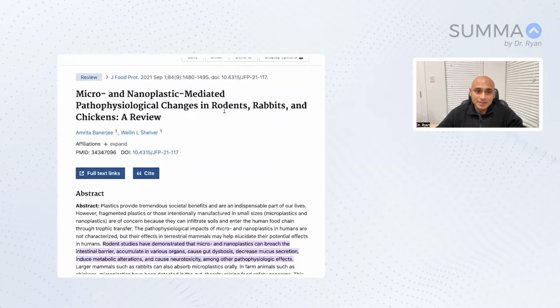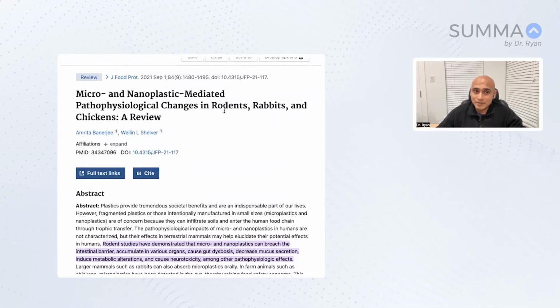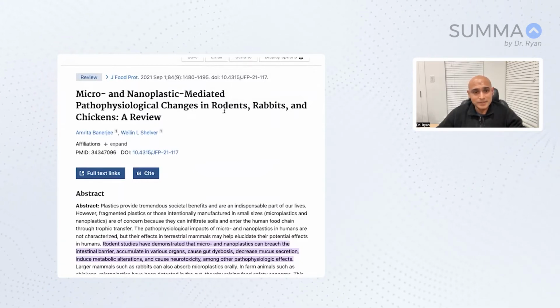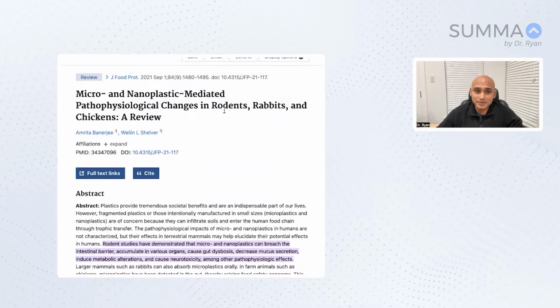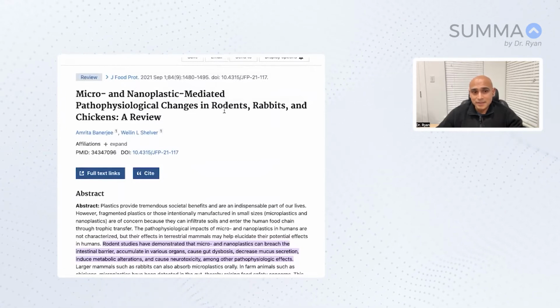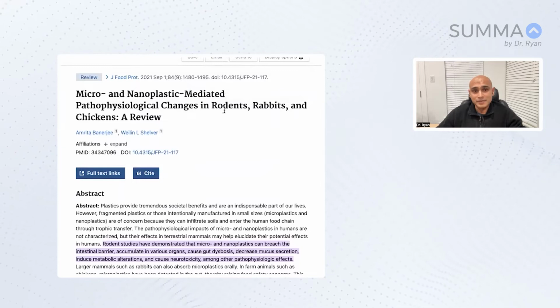And they've demonstrated that they can breach the intestinal barrier. They can accumulate in many different organs, impacting function. They tend to change the gut microbiome, decrease mucus secretion. Mucus is very important. It carries white blood cells. It can actually trap pathogens. Decreasing it's not a good thing. And then it can cause neurotoxicity because apparently it can change neurotransmitter release.